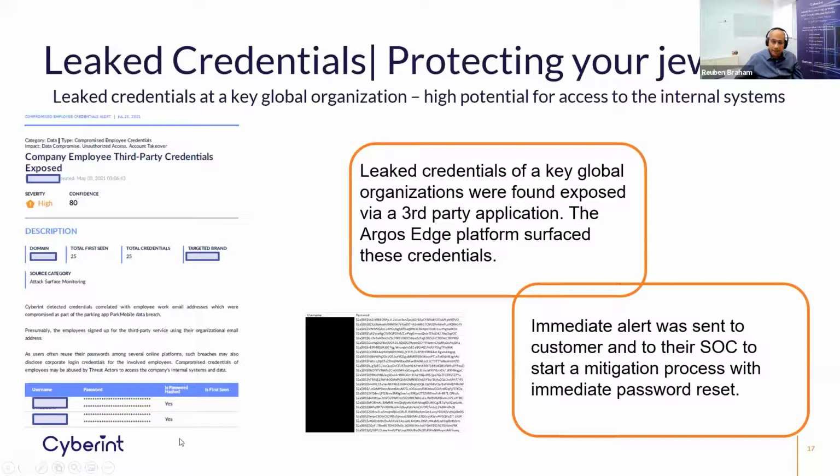When you identify these sources of risk, leaked credentials, here is a key global organization, and you can see their credentials, emails, and passwords were all leaked, and that was available on the dark web for sale. It means I could purchase that, use it, and log in to that company's network, and then from there put up a Trojan, send out some kind of malware, actually do what I want, and that was identified very quickly.